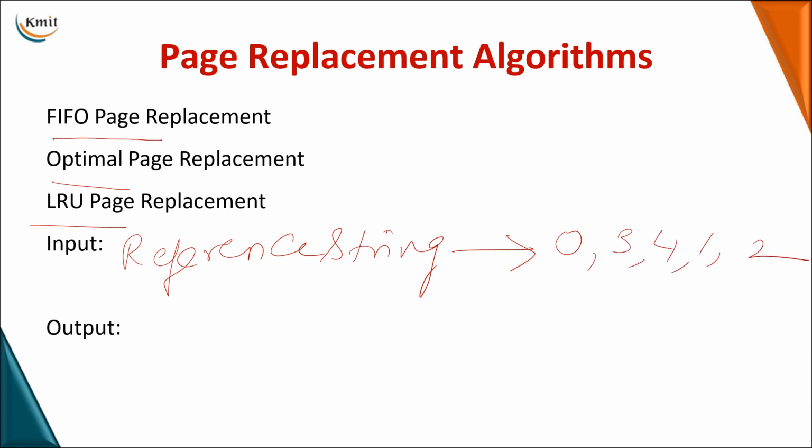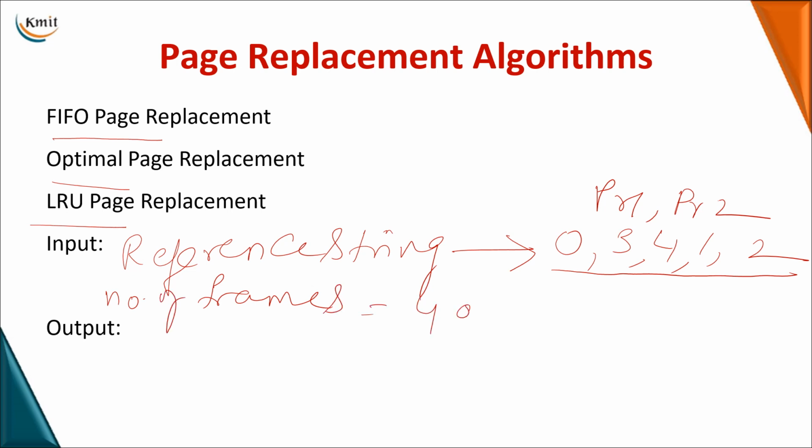So if I write this, it means that after page 0, page 3 is being referred, then page 4, 1, 2, related to some particular process, process 1 or process 2. That is the input which will be provided to the algorithms, and we will also provide the number of frames that are being allocated to the process, 4 or 3. Based on this input, we have to provide an output.